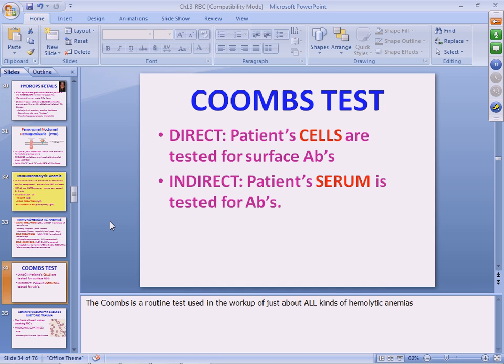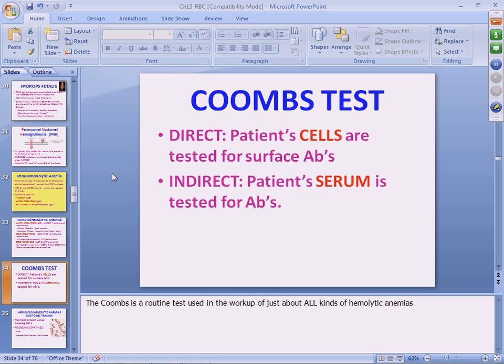Now, the indirect Coombs test is like a backward blood typing. You're not looking at the cells, you're looking at his serum. So in an indirect Coombs test, you're testing the patient's serum for antibodies, which could theoretically react against the cells. Whether his own cells have those antibodies on them doesn't really matter. You're just seeing if he has antibodies which characteristically can coat the surface of cells against red cell antigens. So you should remember that.